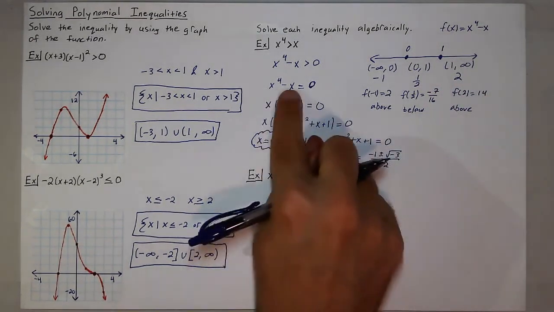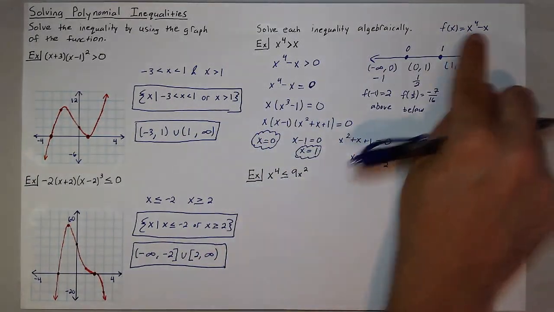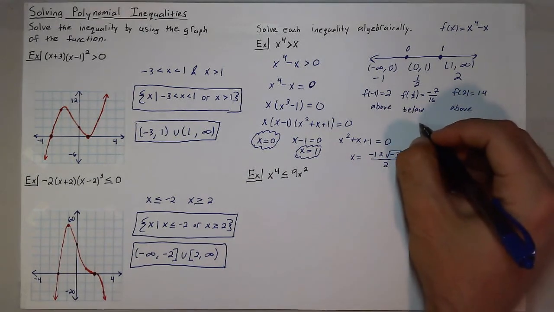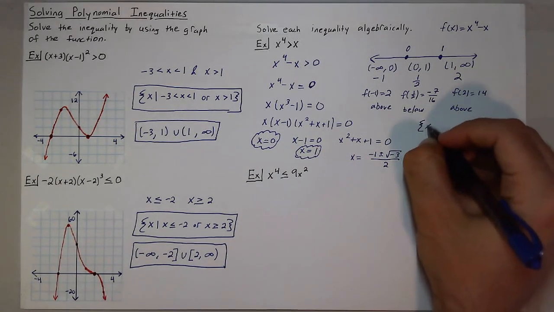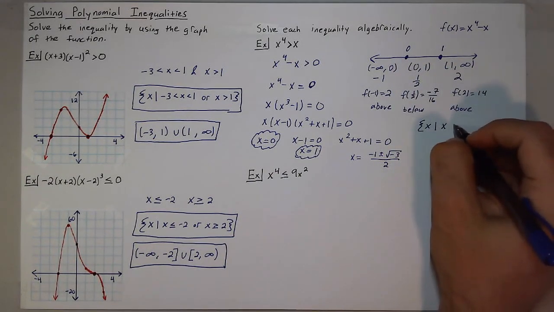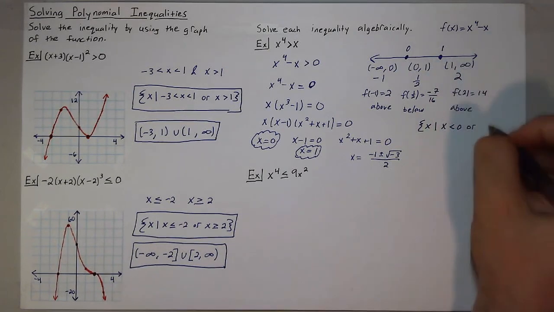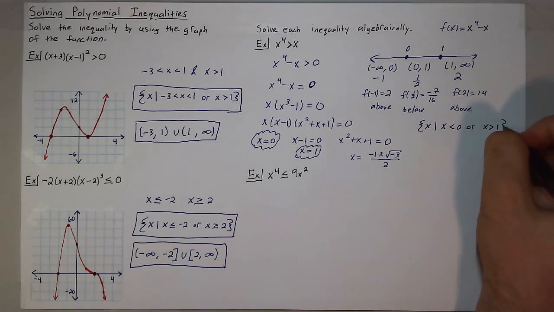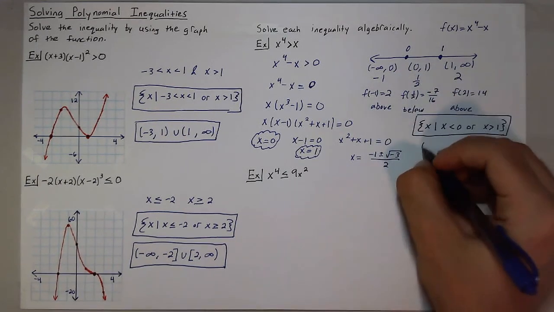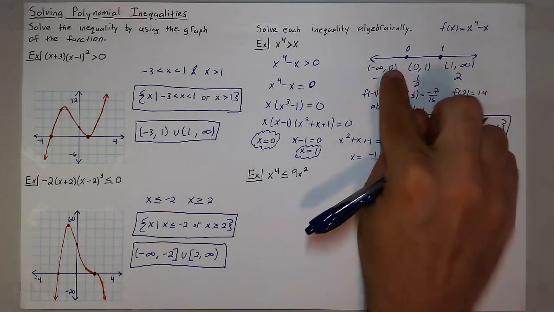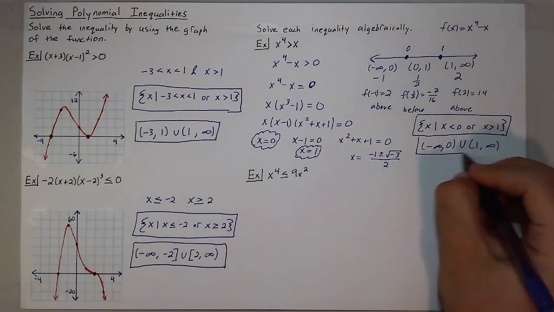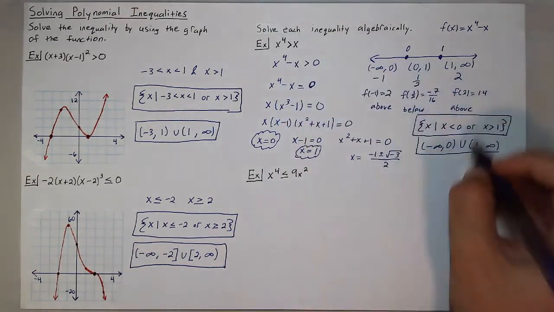So looking at this function, I'm looking for where is x to the fourth minus x greater than 0. That's when it would be above the x-axis. So my answer would be all x such that x is less than 0 or x is greater than 1. Or if I use those intervals that I wrote earlier, I would write my answer as -infinity to 0 union 1 to infinity, but not including 1 or 0 since this inequality is not equals to.